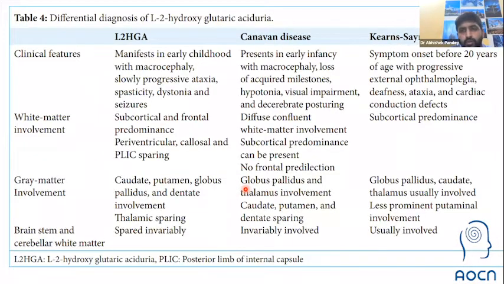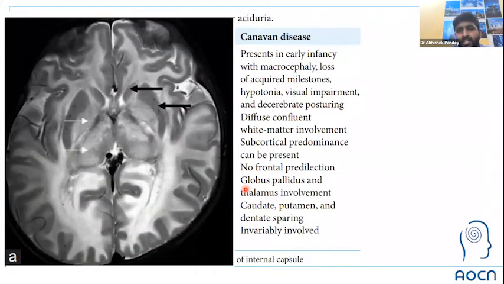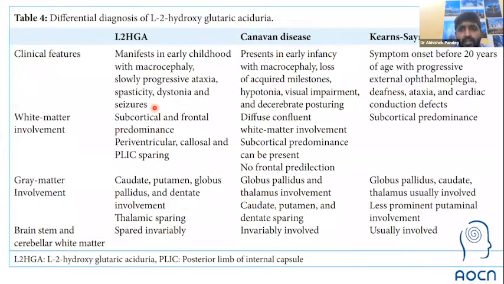So the most common mimicker will be Canavan's, which presents in early infancy with macrocephaly as a prominent sign. There will be visual impairment. The white matter involvement will be subcortical predominant. However, no frontal predilection will be seen. Globus pallidus and thalami are predominantly involved. Caudate and putamen, those which were predominantly involved in our child, are characteristically spared, and also the dentate is spared in them. The brainstem may be involved.